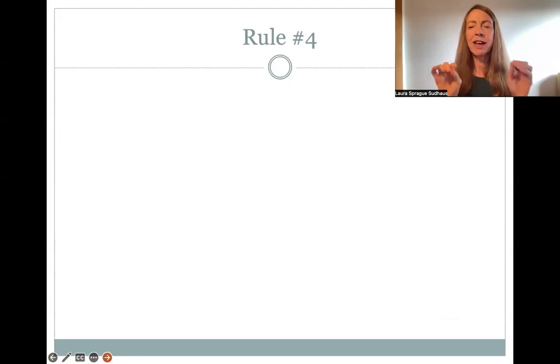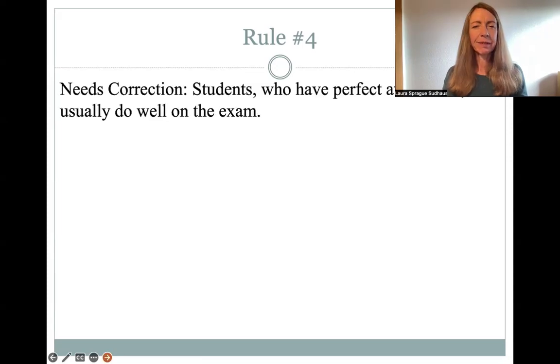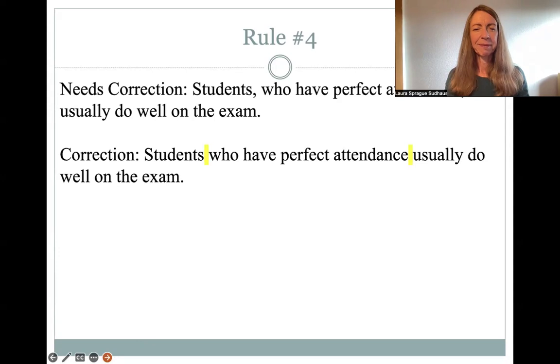Okay, rule number 4. So the next 2 rules are partner rules. So when you learn one, then basically you'll have learned both of them. Students who have perfect attendance usually do well on the exam. What needs to be corrected here? Did you get it? No commas. Students who have perfect attendance usually do well on the exam. Not all students. It's restricting the students. It's essential for the meaning of the sentence.